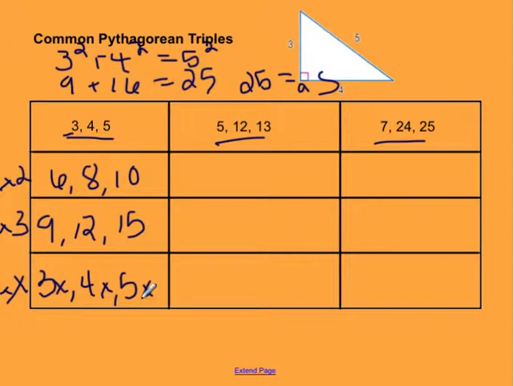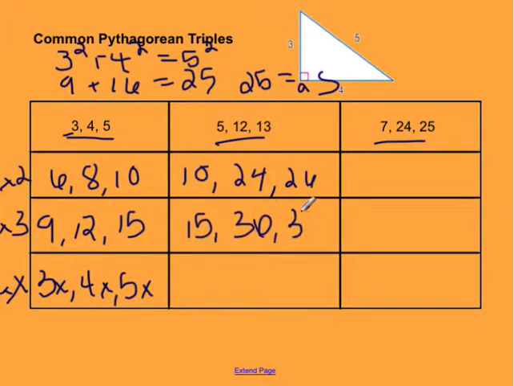Same thing here. If we take 5 and multiply by 2, 5 times 2 is 10, 12 times 2 is 24, 13 times 2 is 26. That makes a right triangle. 5 times 3 is 15, 12 times 3 is 36, 13 times 3 is 39.